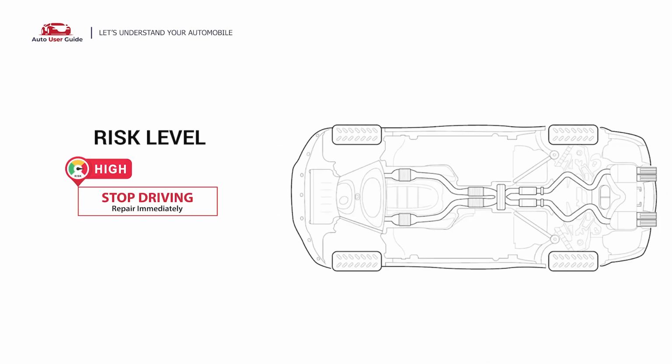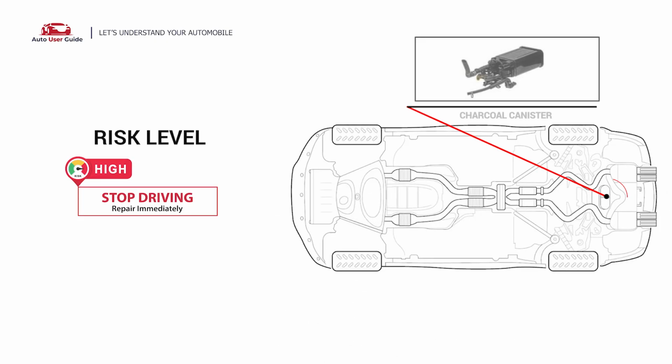The P1457 engine code indicates your vehicle's computer detected a leak or airflow issue in the charcoal canister side of the EVAP system, preventing it from properly sealing and holding a vacuum. Under this circumstance, stop driving and repair your vehicle immediately.